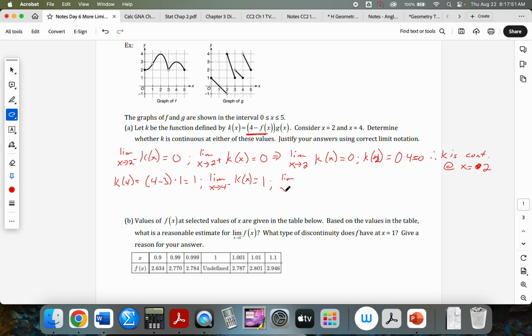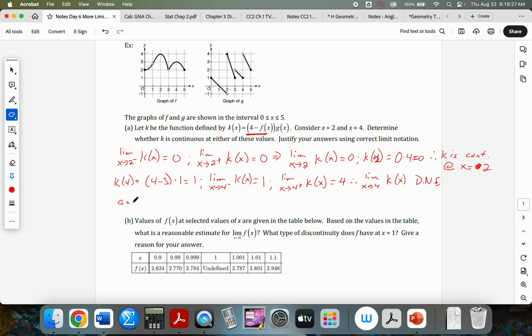The limit as x approaches 4 from the right of k of x, the first part's still going to be 4 minus 3 is 1. But as we approach 4 from the right, what does g approach? That is 4. Therefore, the limit as x approaches 4 of k of x does not exist.